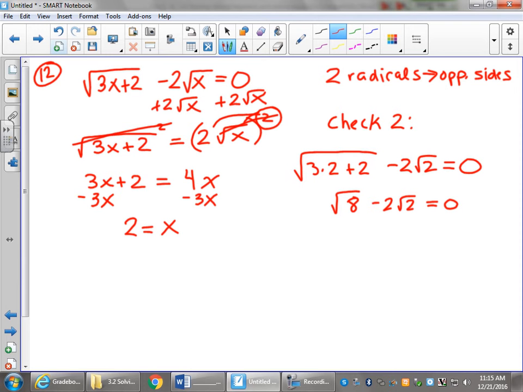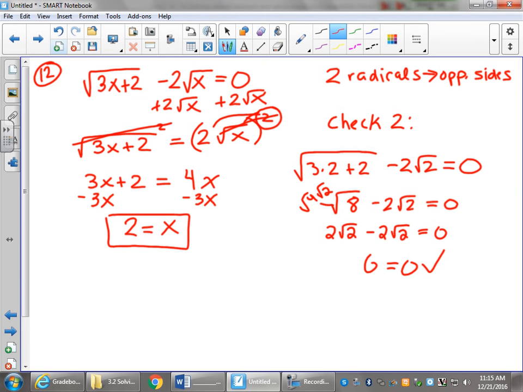Other option is you could simplify radical 8. Radical 8 breaks into radical 4 times radical 2, which becomes 2 radical 2. So if you have 2 radical 2 and you subtract 2 radical 2, that is going to end up equaling 0. Either way you check it, whether you change the radicals to decimals or work with the simplified versions, it should work out either way. So we're good. No extraneous there.